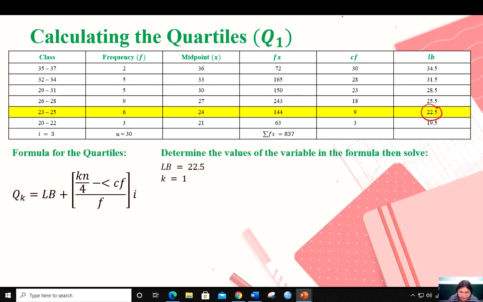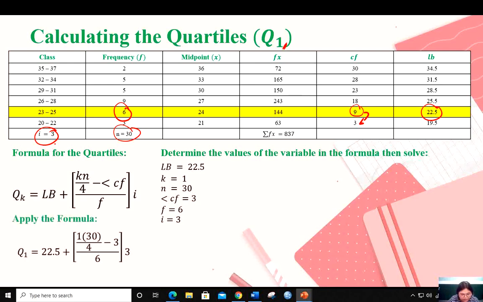Our K is 1 kasi yun yung hinahanap natin. Our N is 30. Our less than CF is 9. Kasi ito yung cumulative frequency. And pag sinabi natin less than CF or less than cumulative frequency, ibig sabihin yung preceding, yung nasa baba, kaya siya 3. Okay po, our frequency is 6. And our i is 3, which stands for interval.